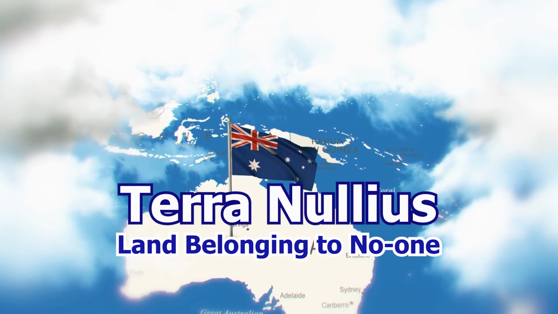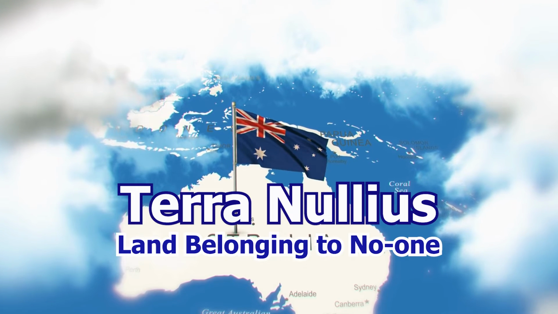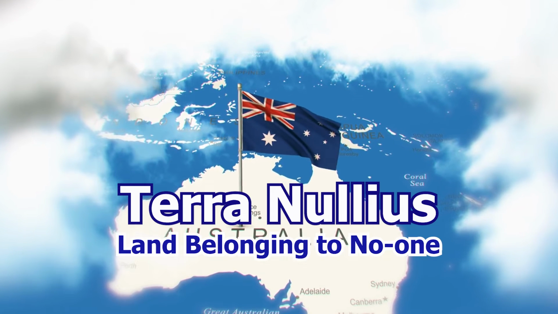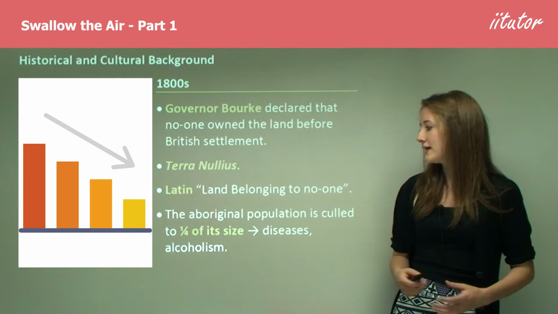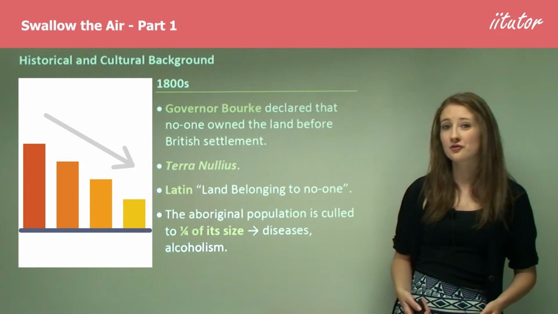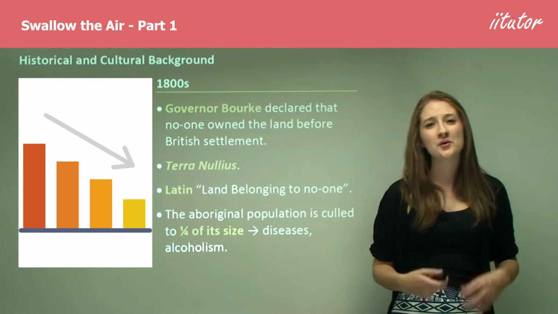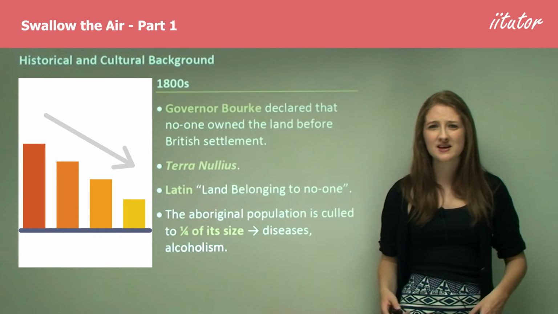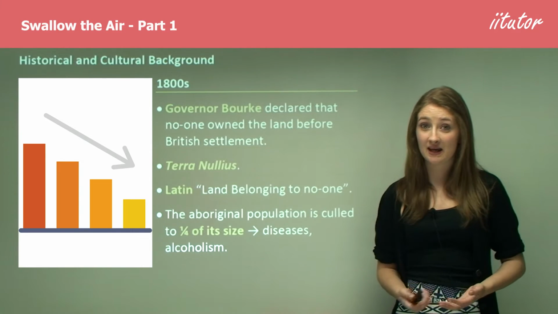So the British saw the fact that there were no houses and fences and stables and things like that as a clue to the fact that no one owned this land and that it was free for the taking. So we know now that that's not true, but that was their perception at the time. The Aboriginal population was culled to about a quarter of its size, and that was through the deliberate introduction of diseases to Aboriginal populations which they had no immunity to, and also introducing things like alcoholism in an attempt to really cull back that population. So some really nasty stuff happening at this time.